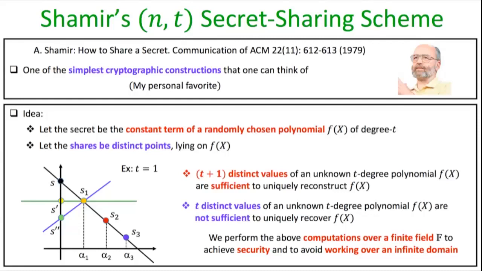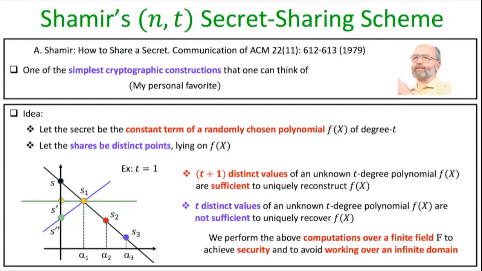I call that polynomial f of x, and the degree of the polynomial should be t, namely the threshold t. And the polynomial should be a random polynomial with the only exception that its constant term should be the secret which you want to share.